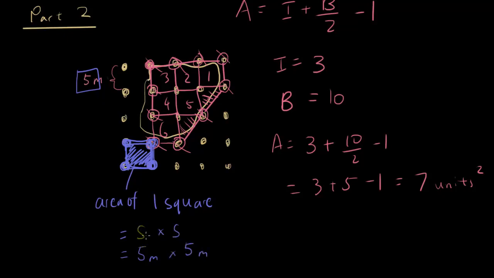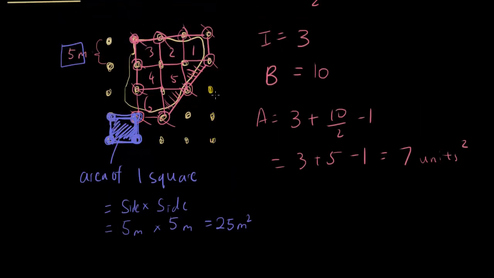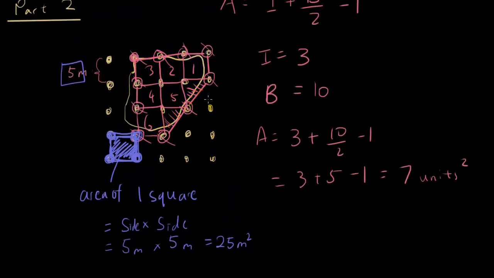Okay, this is S, not 5. Side times side equals 5 times 5, which is 25 meters squared. Okay, so if the area of one square is 25 meters squared, and this pink shape has 7 squares, so unit squared just means 7 squares. 7 squares. So what is the area?